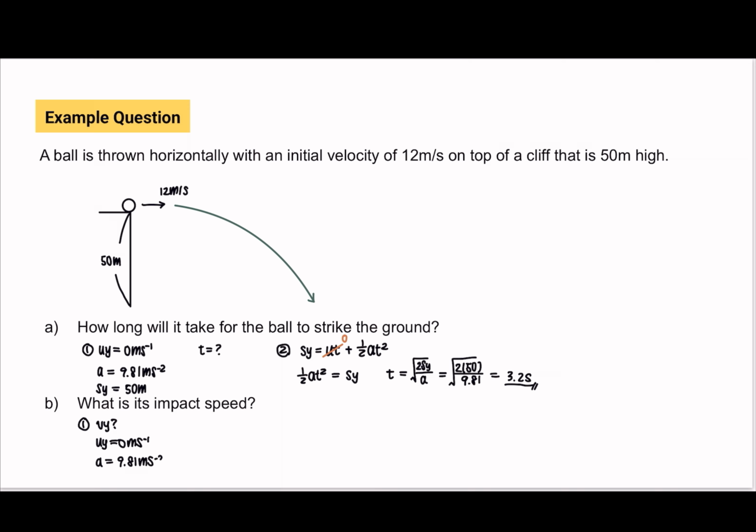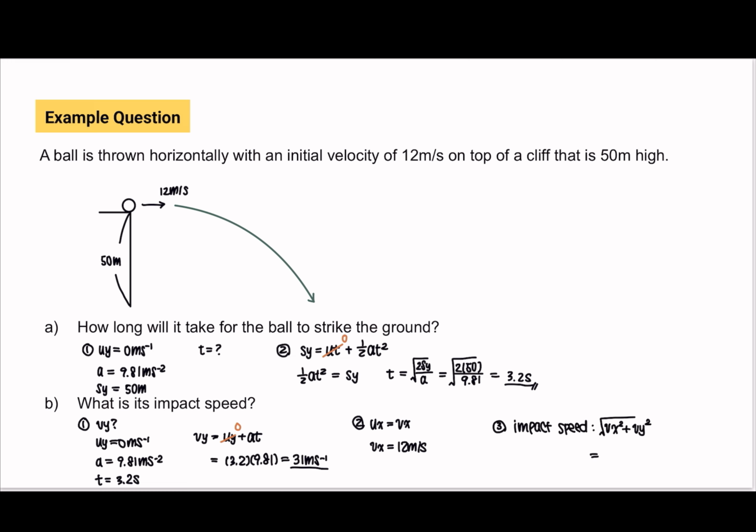Using the same information from above, we can find it using V equals U plus AT. Remember that the horizontal velocity remains constant as the initial velocity, assuming that there is no drag force. So the Vx at the end is also 12 meters per second. We can find out the final velocity using Pythagoras theorem, resulting in 33 meters per second.